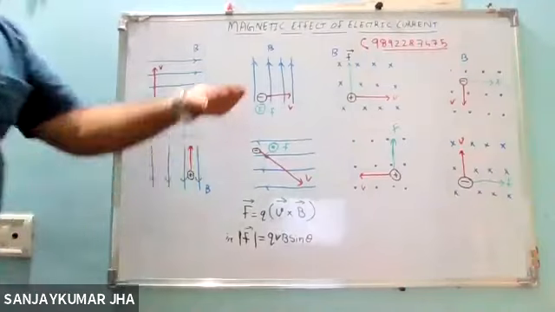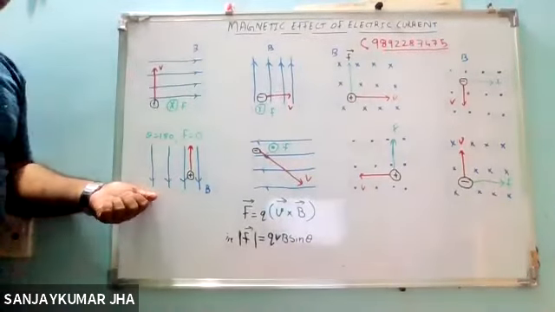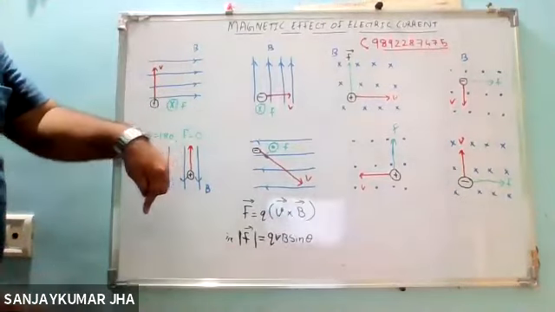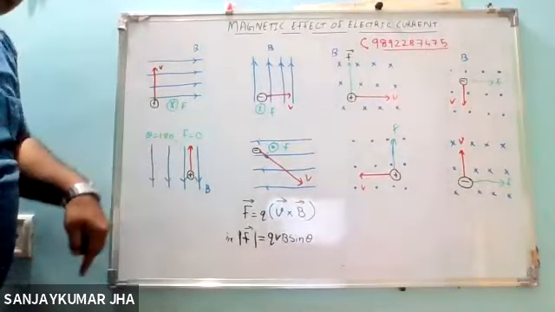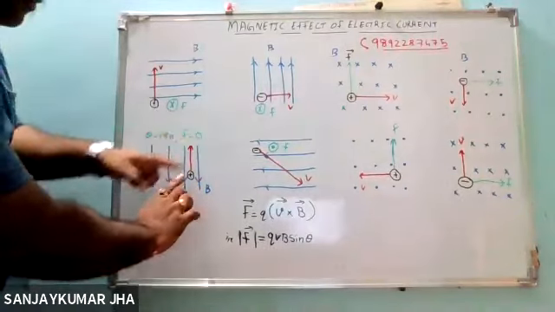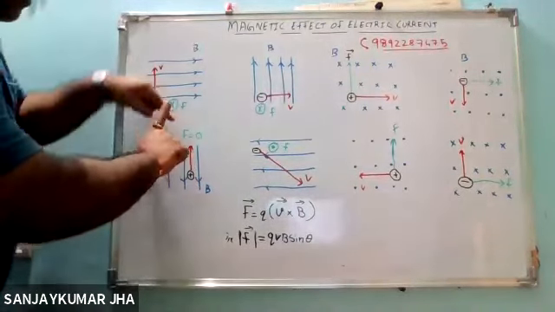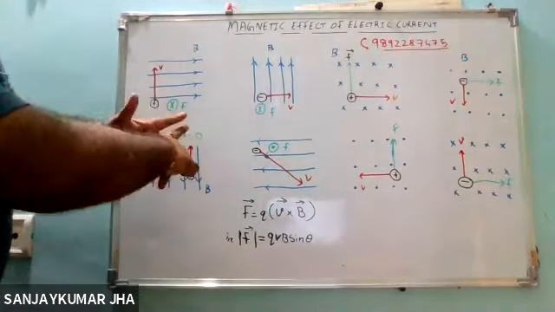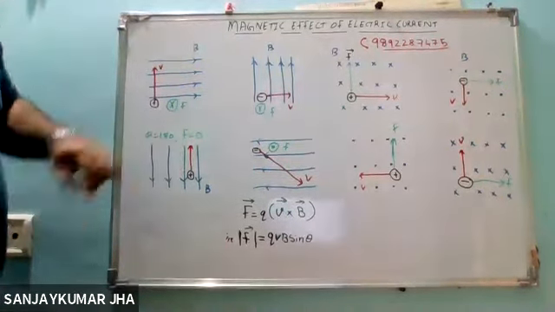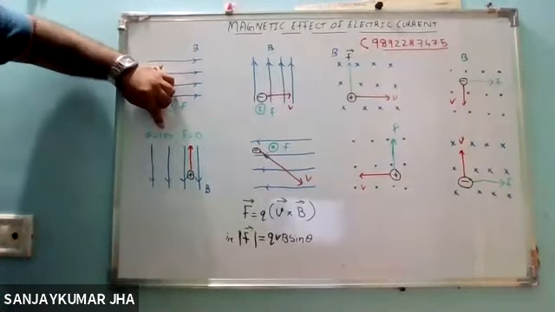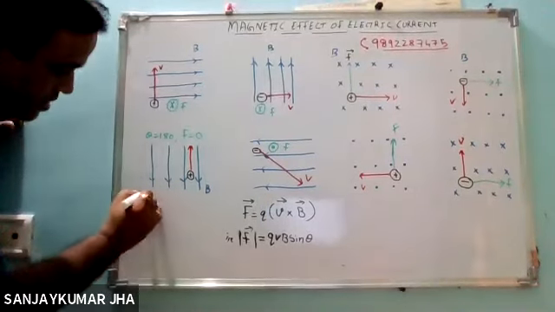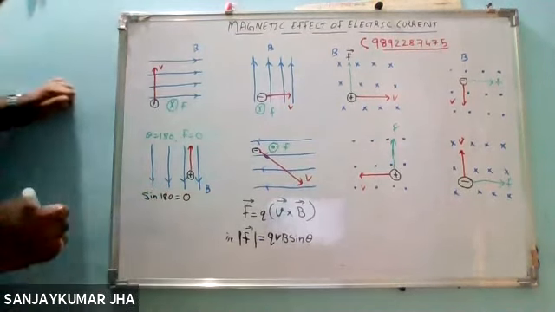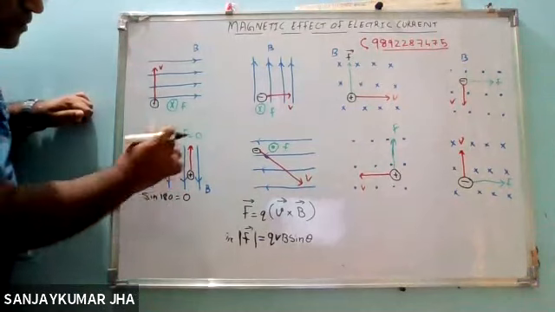Okay. Let us come to the next diagram. Now B is downward. Velocity is upward. So velocity is in this direction, B in this direction. It is not possible to apply the rule here because theta is 180. So if theta is 180, of course, sine of 180 is 0. That means your force is 0.